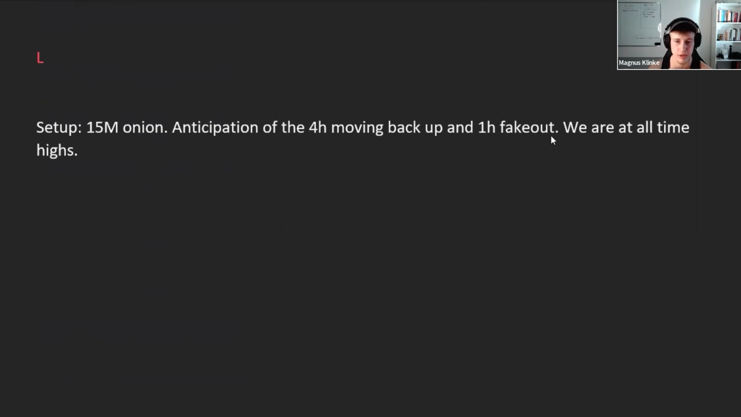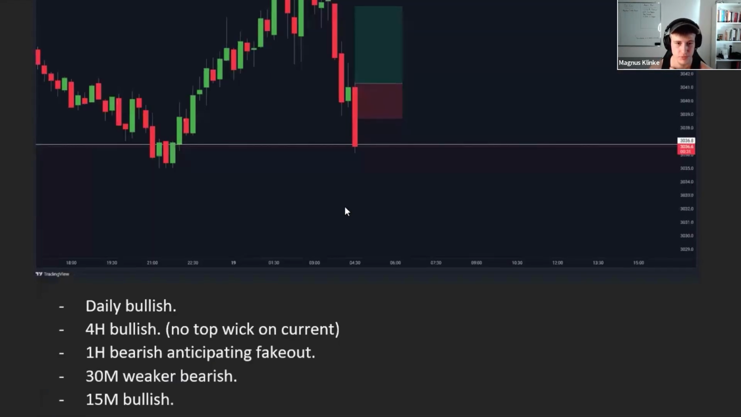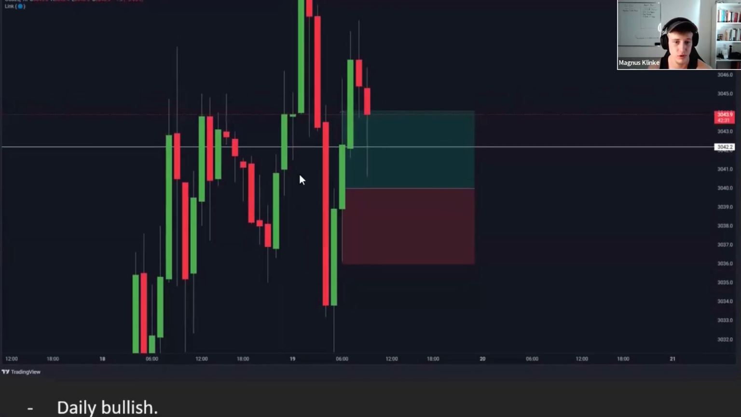Anticipation of the fall moving back up. 1 hour fake out. Yeah, we had a 1 hour fake out too. That's it. So yeah, it's tough. But I think the 15 was playing a major role here with the ranges too. This was the 19th too. This was pre-New York, and this was basically a fake out here on the 1 hour time frame.